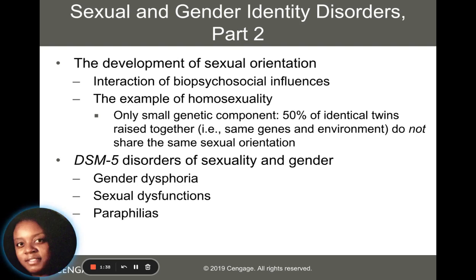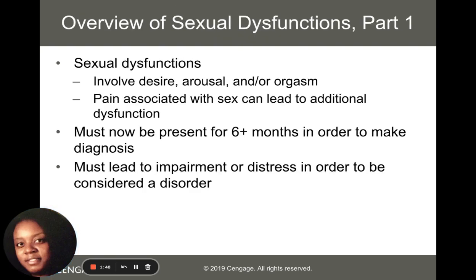In the DSM 5, it looks at disorders of sexuality and gender in terms of gender dysphoria, sexual dysfunctions, and then also paraphilias. Sexual dysfunctions are going to be situations that are not typical that involve issues regarding desire, arousal, or orgasm. It can also be associated with pain during sex, which can also lead to additional dysfunctions.